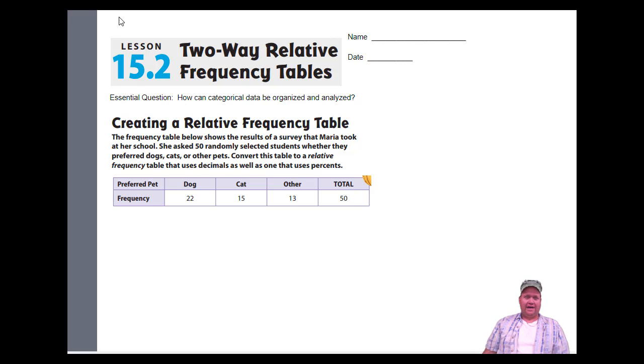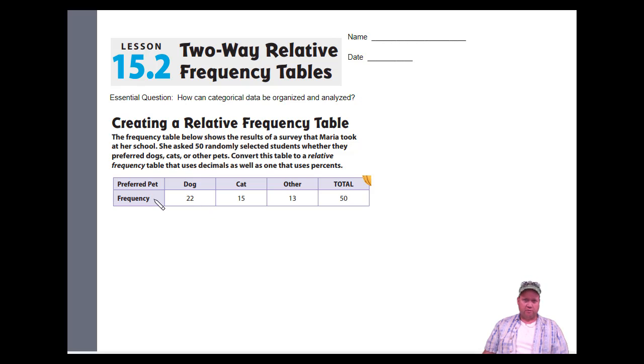Here we are looking at the very last lesson in the text, and that's 15.2, which is two-way relative frequency tables. Now, relative frequency really is just a fancy way of talking about percentages and also probabilities.